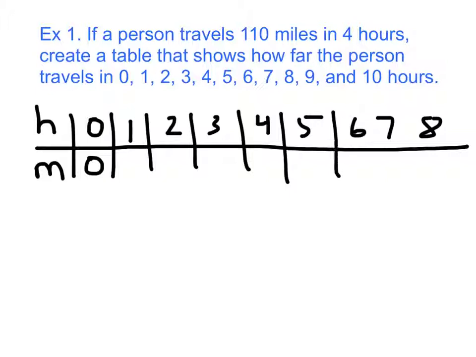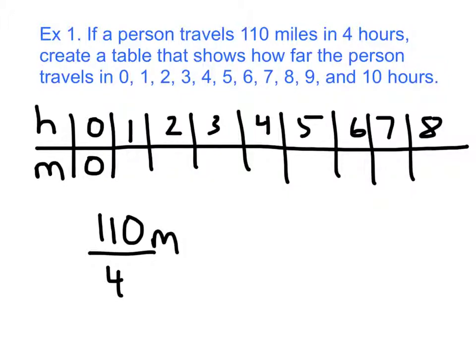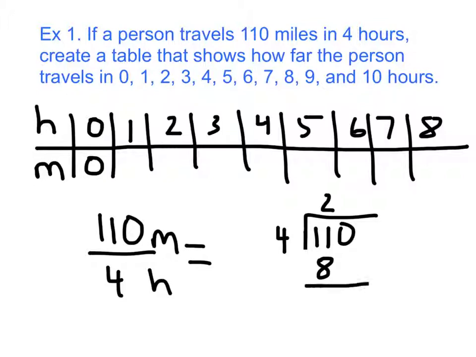So what we already know is that you can go 110 miles in 4 hours. So if we divide that out, 110 divided by 4: 4 goes into 11 twice. 2 times 4 is 8. So we have that. 4 times 7, 28. So we end up with 27.5 miles per hour.